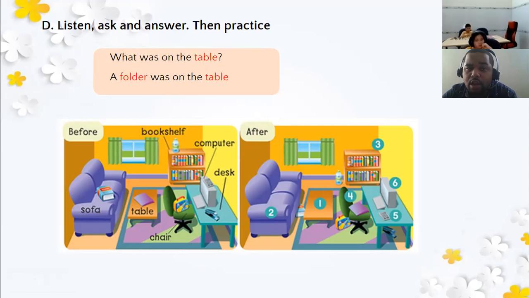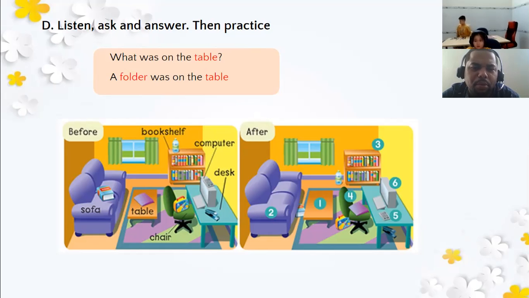So here you can see different things on the table, and I am going to ask you the same question, but now with the things that we can see on the table. So my question is, what was on the table? A folder was on the table.